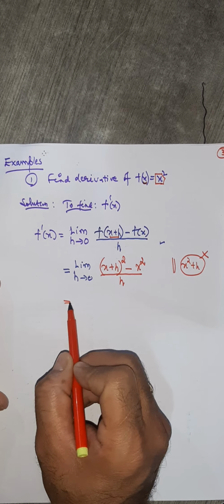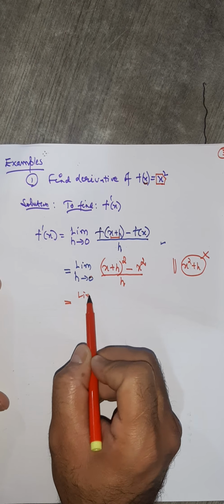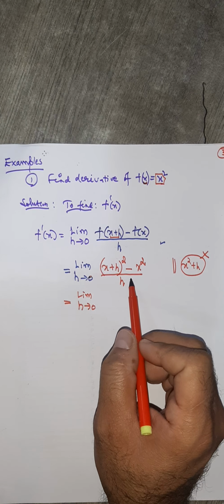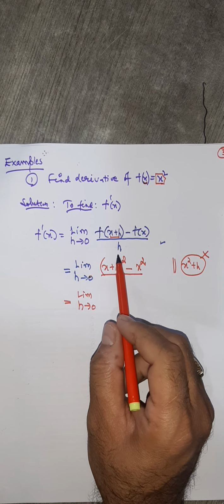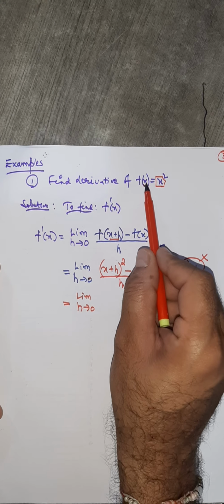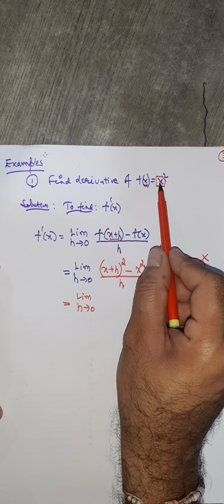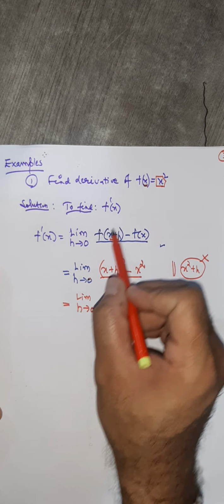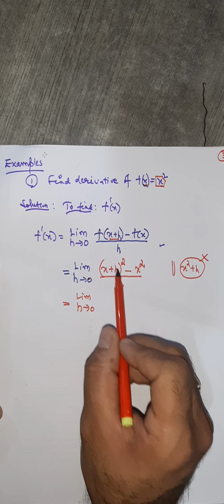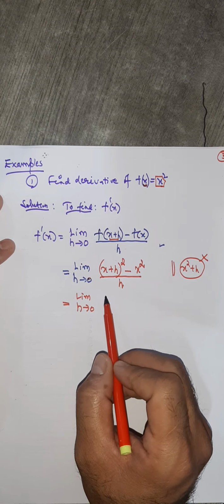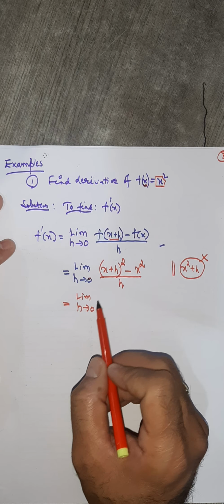Okay, so this is limit h tends to 0. I think this is clear to you. What I did, I've applied the rule for function. What is the rule for function? In the function, in place of x, you write x plus h the whole square. Now the function is no more here, remember, you have used the concept of the function here.